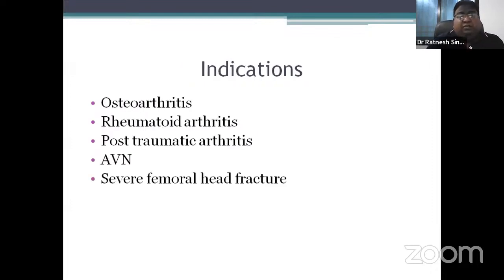So coming to the indications, the most common indication for total shoulder arthroplasty is osteoarthritis. Less common are rheumatoid arthritis, post-traumatic arthritis, avascular necrosis, and severe humeral head fractures.